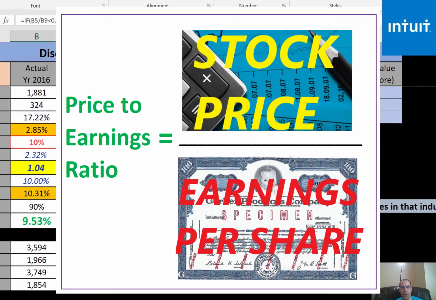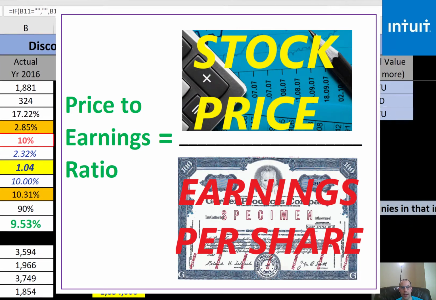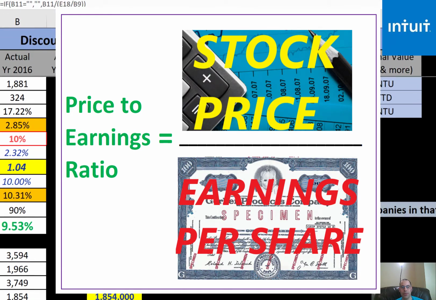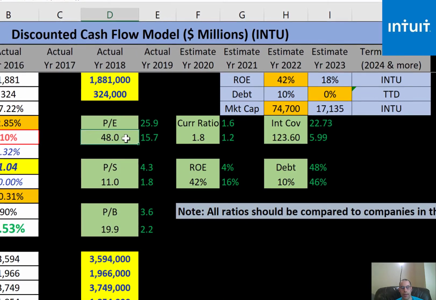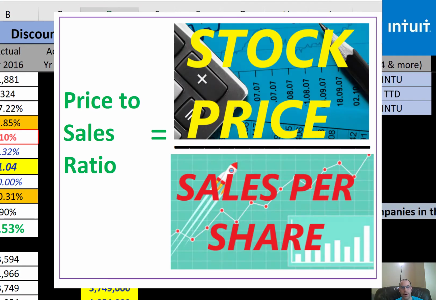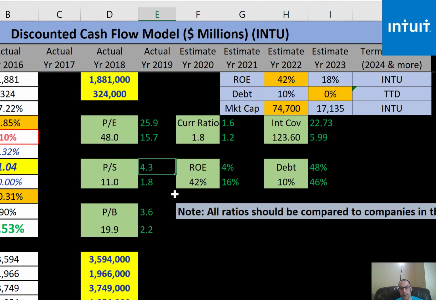So they have a PE ratio of 48. That's price of stock over earnings per share. That's a really high PE. That indicates it's not a good buy. Next is a price to sales ratio. That's price of stock over sales per share, and they're at 11. The average market is 4, and the median in the market is 2.